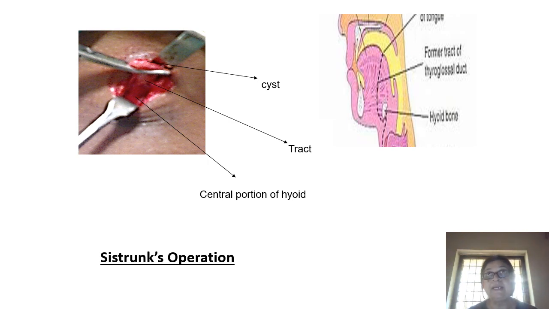Again, in your NEET set, they might ask you the classical step in Sistrunk operation: incision, then excision of the central portion of the hyoid. Very tricky. They will write excision of the hyoid. Then you will write that nobody will excise the whole hyoid.